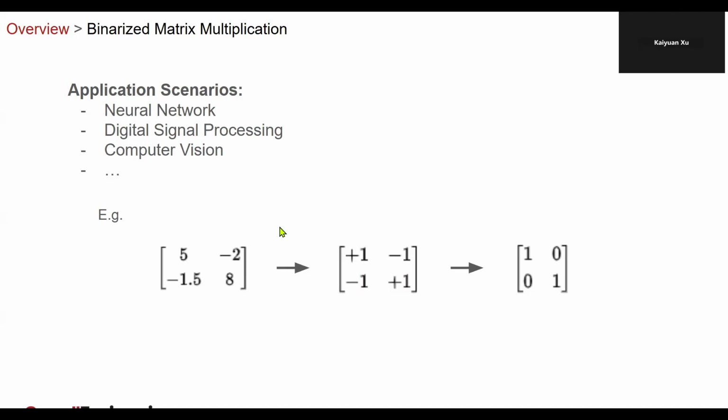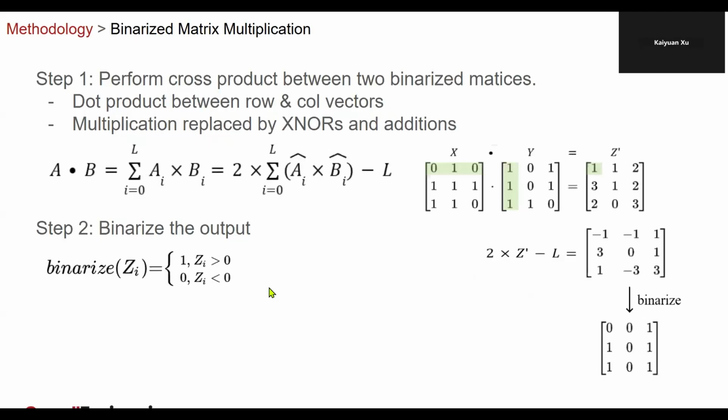So binarized matrix multiplication simplifies it. As this example shown here, the binarized version just constrains all entries of the matrix to binary states, which is either +1 or -1. And to be more practical, you can just use 0 and 1 to represent these two states so that it will work better with binary hardware. So it's like this example here.